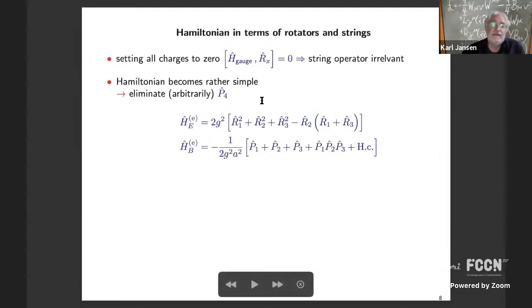Now, further simplification: if we don't allow external charges, we can set them all to 0. And then the string operators commute with the Hamiltonian, which means that the string operator actually becomes irrelevant. And then the Hamiltonian becomes rather simple. So in the electric part, we have all the rotator operators. And in the magnetic part of the Hamiltonian, we have the plaquettes, where we eliminated one plaquette through gauge invariance. And therefore we have this term here, the product of the 3 plaquettes.